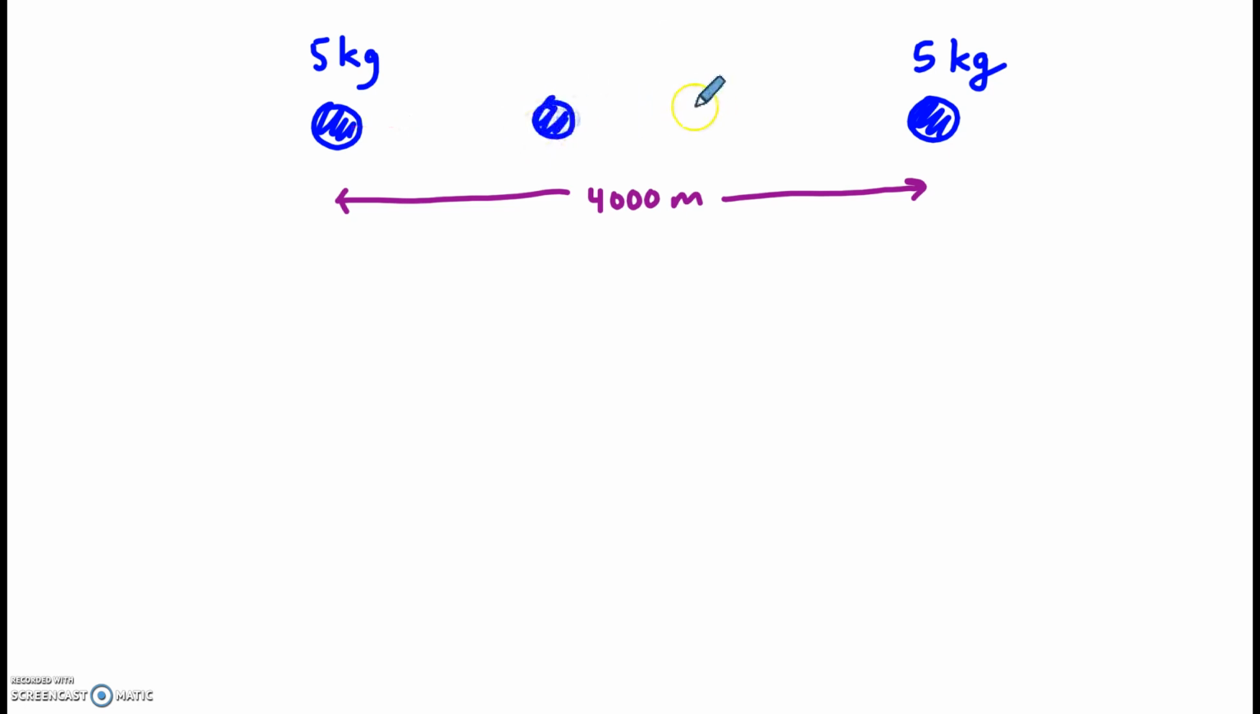After some time, they're moving pretty fast toward each other, and they're much closer now. Now they're only 1,000 meters apart. How do we think about the speed here at the end? How do we think about the energy?